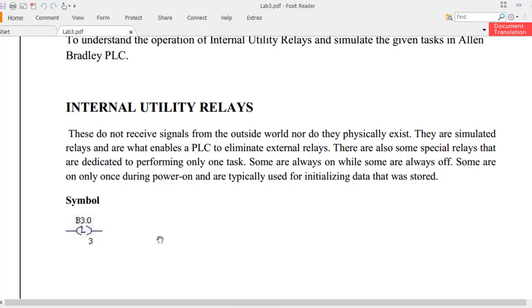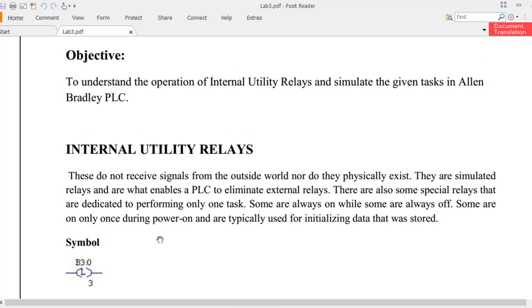That's the symbol shown for an internal utility relay, but that's an error. It's not a symbol for an internal utility relay, as I've already told you that they do not exist physically and they do not receive signals from the outside world. So that's not the symbol for internal utility relays, and I guess I'll be asking that question in your attendance criteria too.